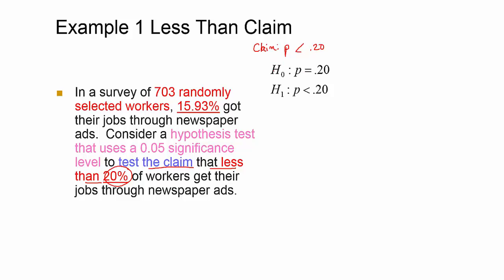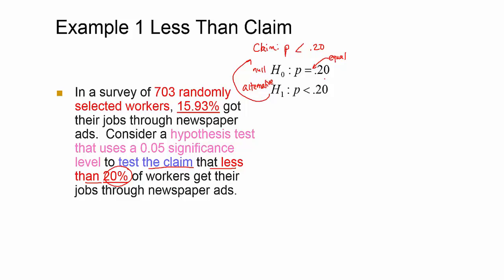So it follows then that our null hypothesis, h sub 0, is p equals 0.20. The null hypothesis is always equal, and it will always use the same value that we use in our claim statement. The alternative hypothesis is going to match the claim here. So the alternative, h sub 1, is p is less than 0.20.